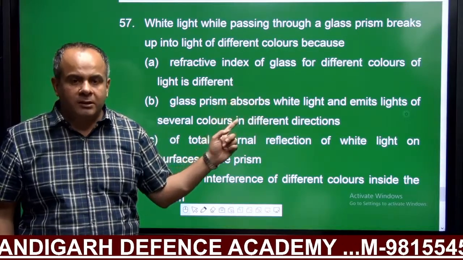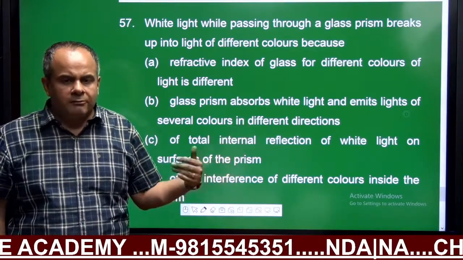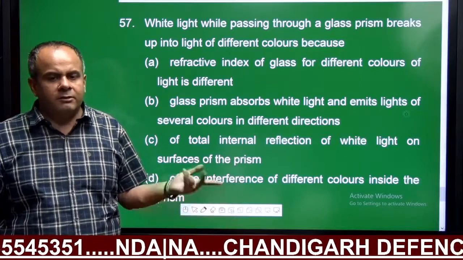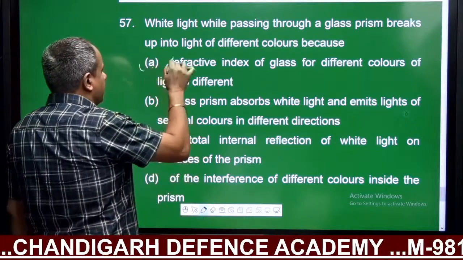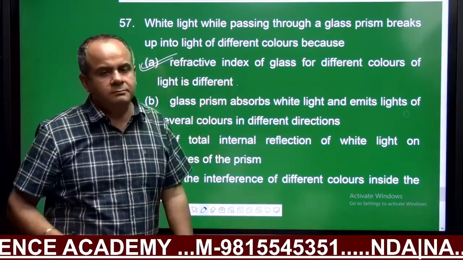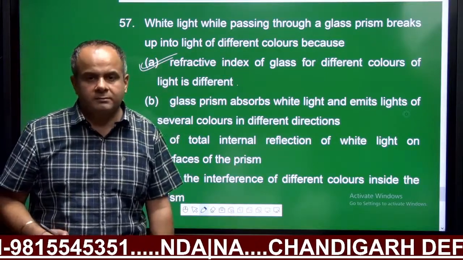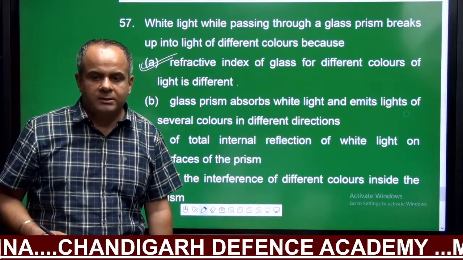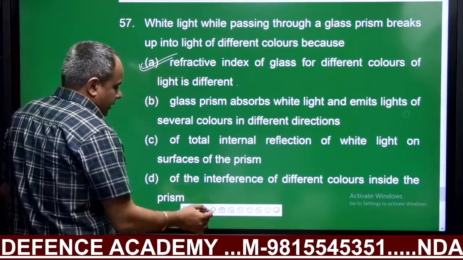और थोड़ा एक और आगे पढ़ ले. Glass prism absorbs white light, ऐसा कुछ नहीं है. Total internal reflection की तो कोई बात ही नहीं हो रही यहाँ पे. No, we are not talking about that. Interference of different colors inside. No. छोड़ो उसको बस. वैसे मैंने पढ़ लिया. मैं अगर देख लूँ कुछ और लिखा ना हो. Based on that, answer is A. Refractive index of glass for different colors of light is different. A option is right. Soman, Khushi and others. I hope it is clear. Muskan. चलो शाबाश, great. आओ जी आगे चलें.